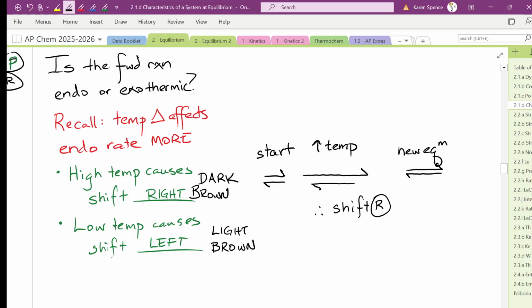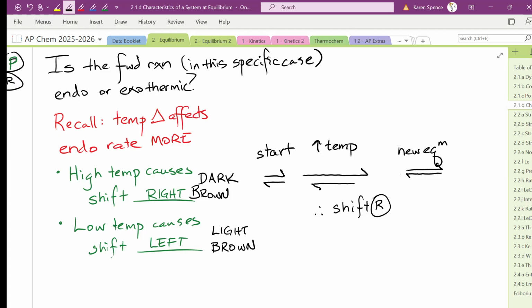No. It depends. If you were to write this reaction backwards, it would be the other way. It's just in this specific case. The forward reaction isn't always endo, but you would have to figure it out on a case-by-case basis based upon your observations, right? You would have to say, oh, when I put it into hot water, it turned dark brown.